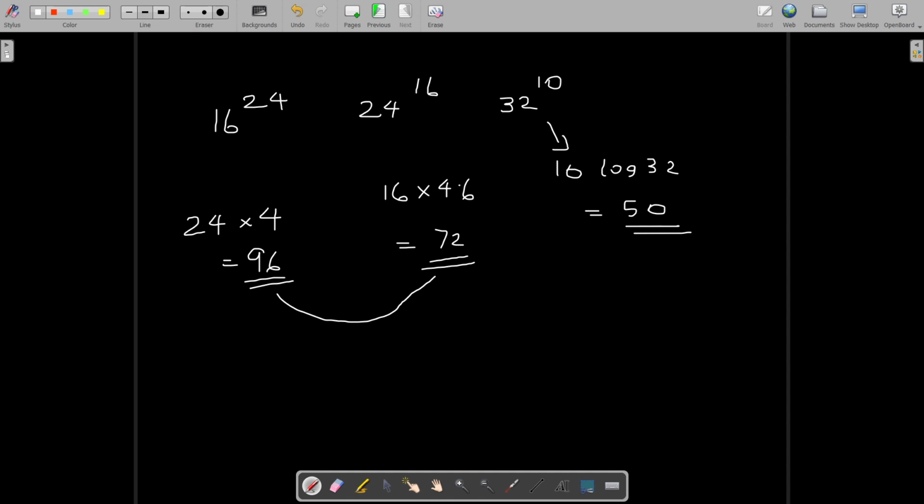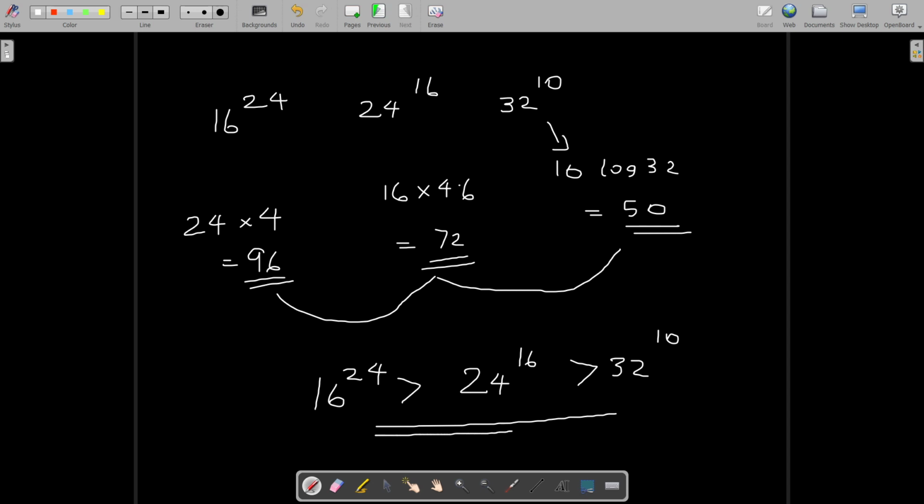Now this is easy to compare. 96 is greater than 72 is greater than 50. So you can say that 16 raised to 24 is greater than 24 raised to 16 is greater than 32 raised to 10. This is the fastest way to find the greatest or smallest among exponential numbers. Try this method and try to become very fast with it. Hope you learned something.